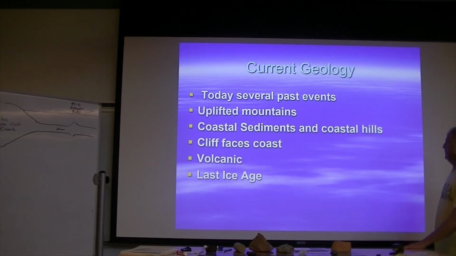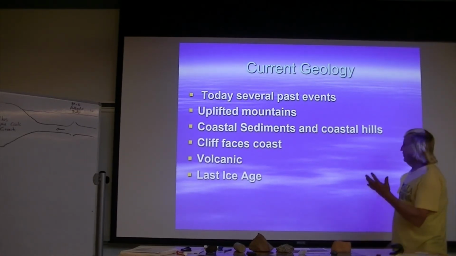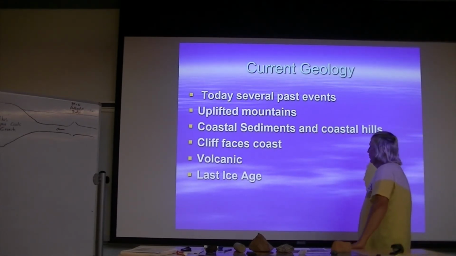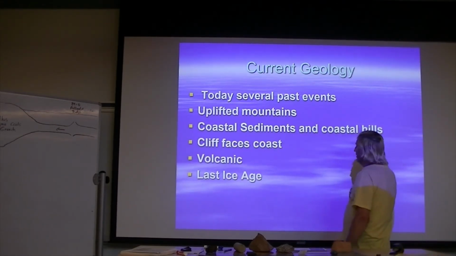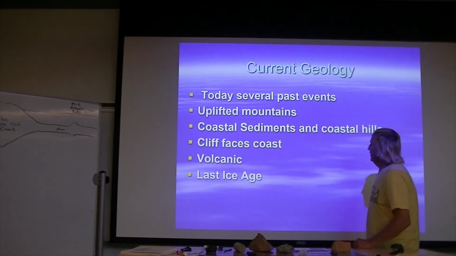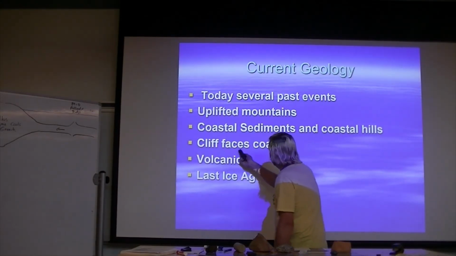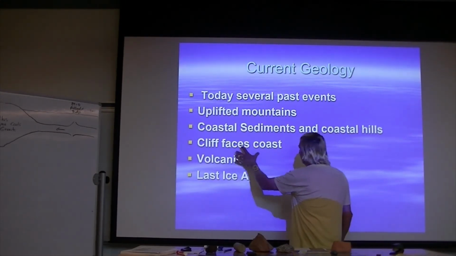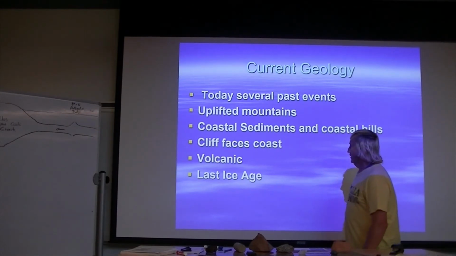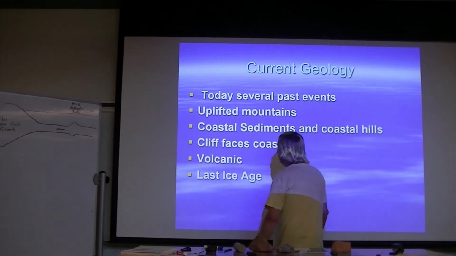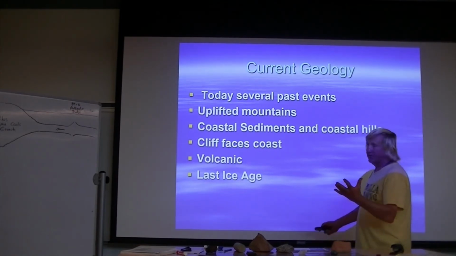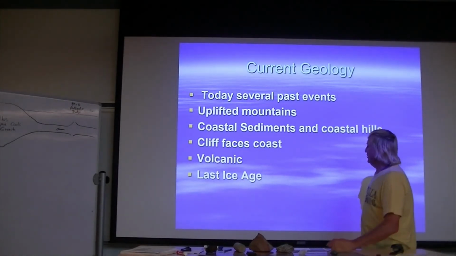So, current geology. We have uplifting mountains that are still uplifting. They've uplifted for years. We still have coastal sediments that are eroding and going off into the ocean. We have very unstable cliff facies, which makes the western edge of California extremely vulnerable to landslides. Could we see volcanic activity? We will. If we'll see it in our lifetime, it's hard to say. But California will see some more volcanic activity in geologic time.